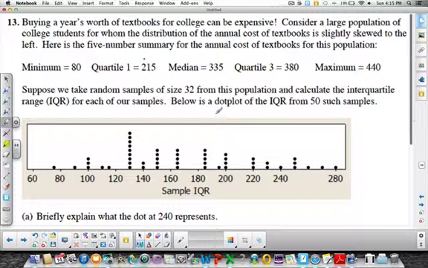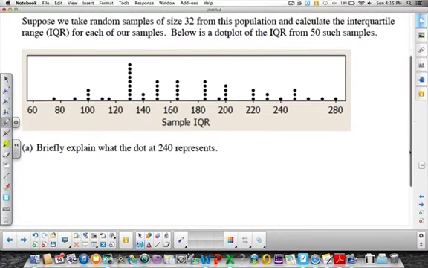The minimum is 80, the first quartile is 215, the median is 335, Q3 is 380, and the maximum is 440. So in this case, suppose we take random samples of size 32 from this population, and instead of calculating the mean or the proportion, we're going to calculate the IQR for each of the samples, and then we see the dot plot of the IQR from about 50 of those samples.